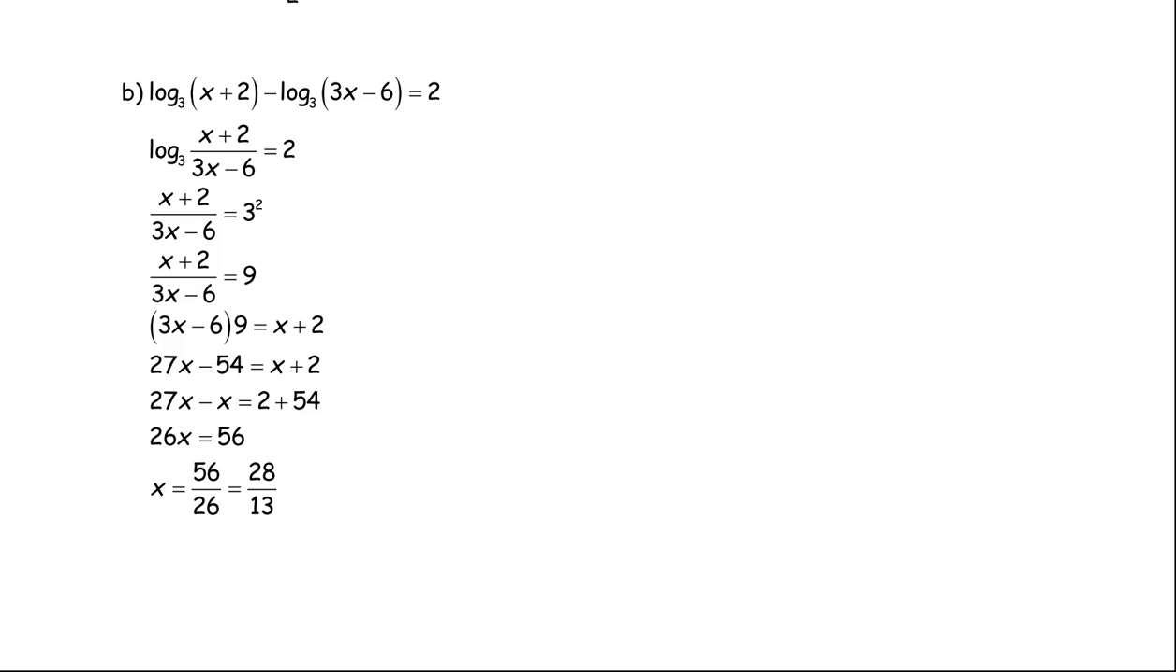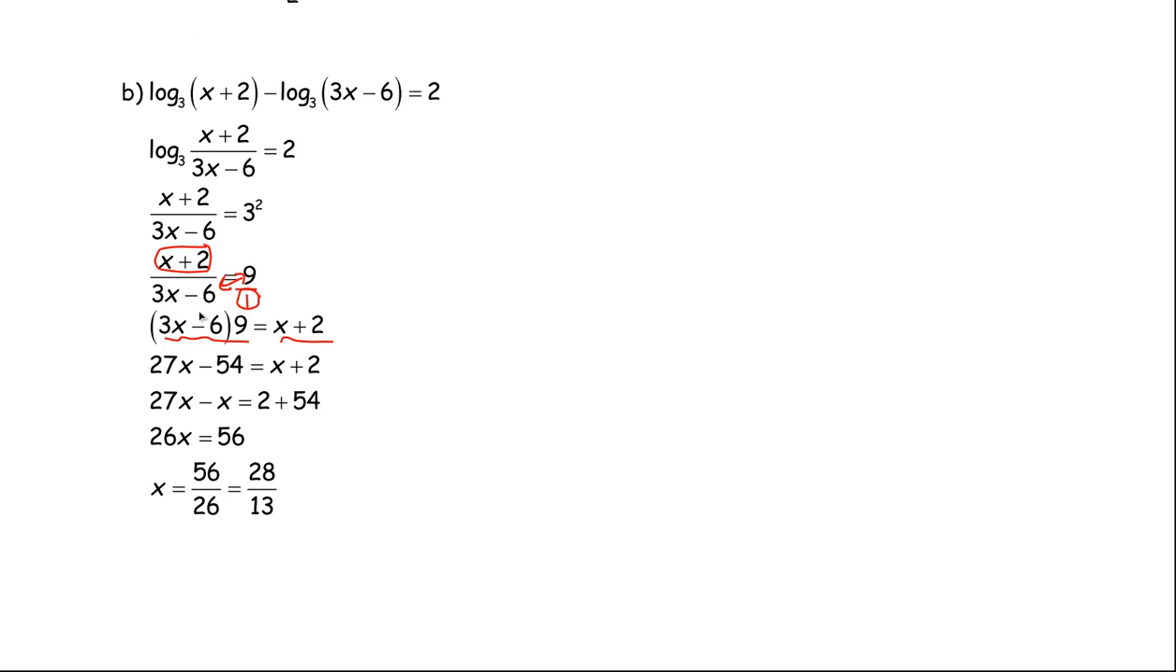Now, I'm thinking of that 9 as 9 over 1 here. So the product on this diagonal, which is what I'm doing here, 9 times the 3x minus 6, would equal the product of the x plus 2 times this 1, which is just x plus 2.